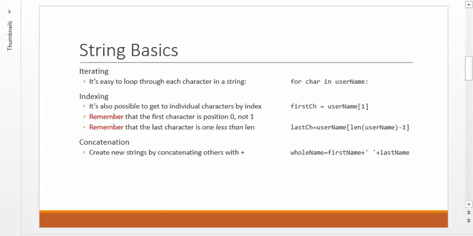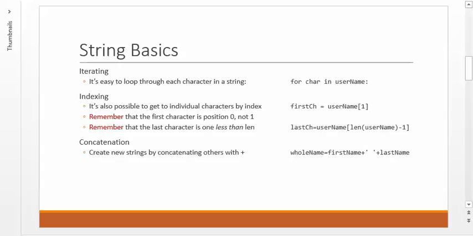The other thing is, because of that same deal, if you want the last character, you can't use the length as an index because that's past the end. If a string is 5 characters long, its valid indexes are 0, 1, 2, 3, and 4, not 5. So you've got to subtract 1 if you want to use length. You've got to use length minus 1, and that'll get you the last character.